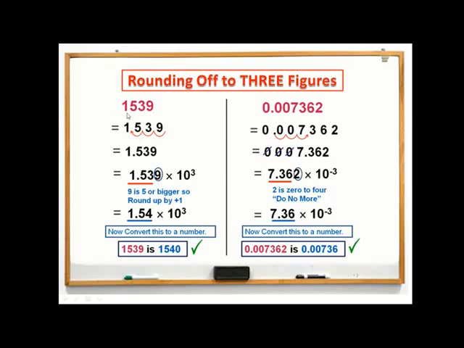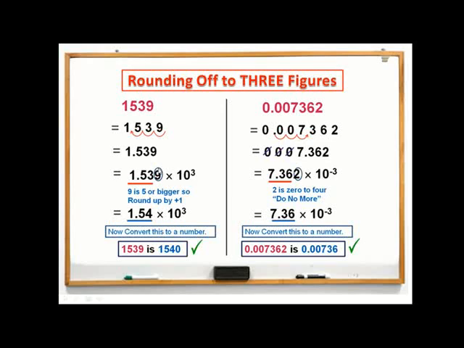First, I'll write 1539 as 1.539. Here I put a decimal point. Then the number is multiplied by 1000, or 10 to the power 3. So it becomes 1.539 into 10 to the power 3. It is the same as 1539. But I have to write it in 3 significant figures. How to write it? I have to drop one number.